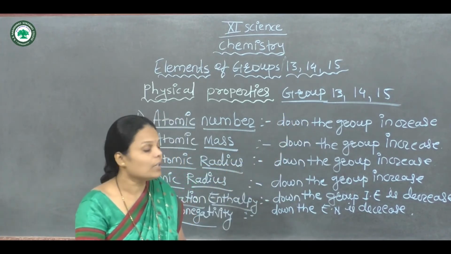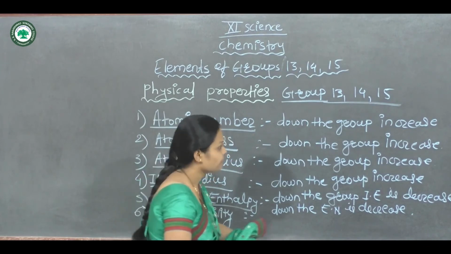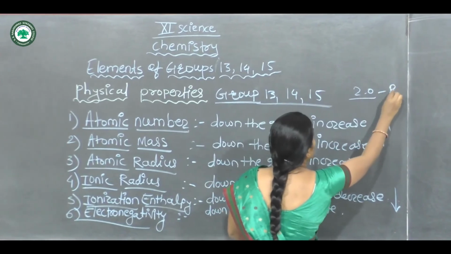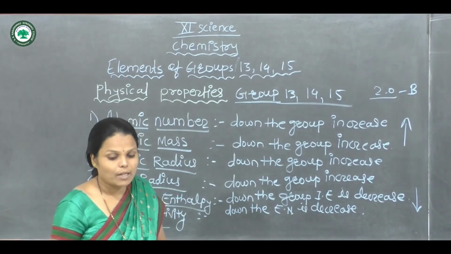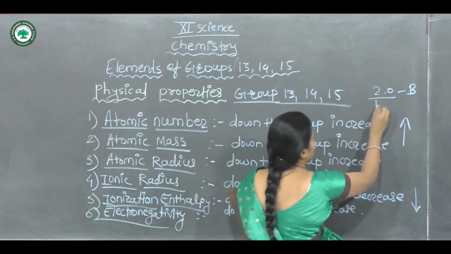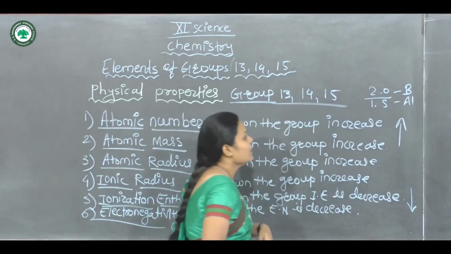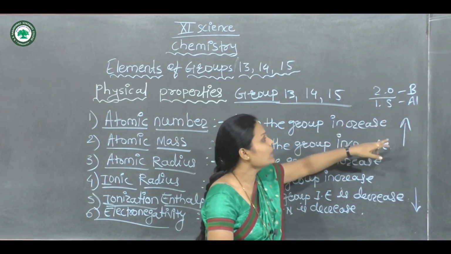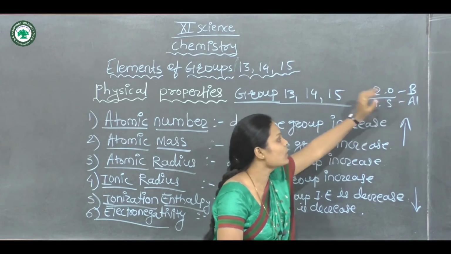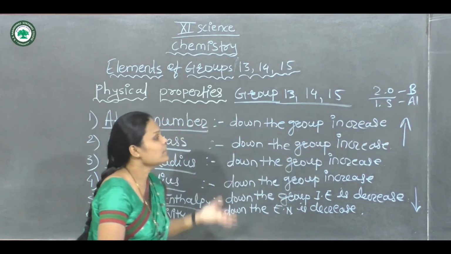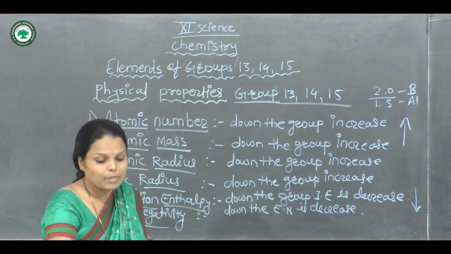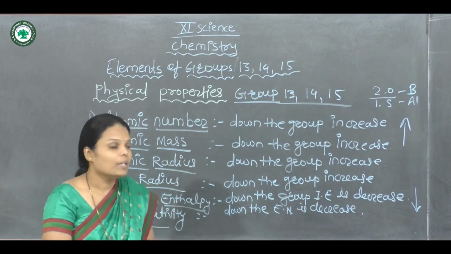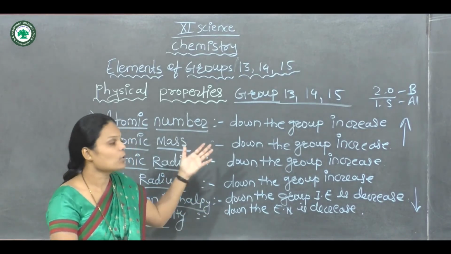Boron's electronegativity is 2.0. The next element is aluminum, which is 1.5. Here, as we move down the group, the electronegativity decreases. Boron is 2.0, aluminum is 1.5. The next element is gallium, which is 1.4. Now indium, it's 1.5. Here the value decreases down the group.